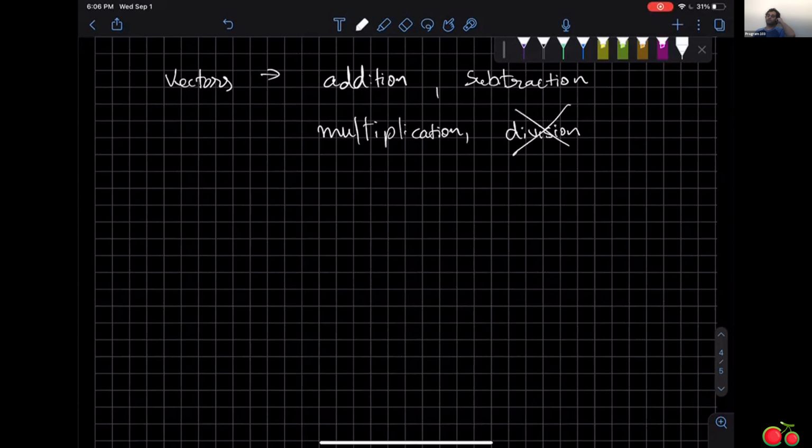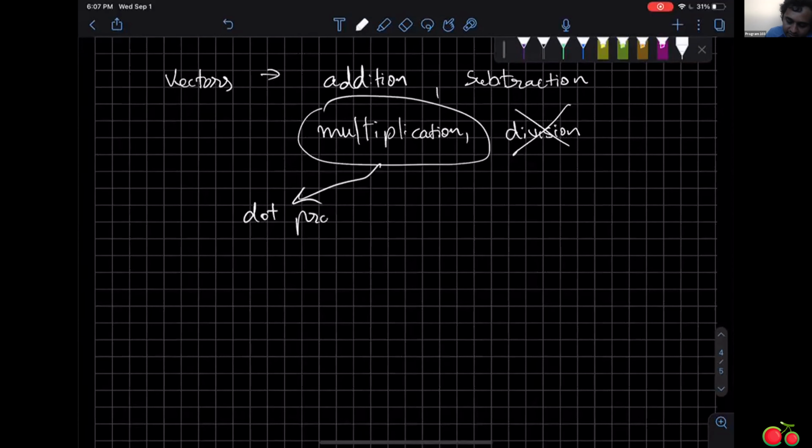At least not in the sense that you divide numbers, not in the same way that you divide standard numbers. At some advanced level there is that notion, but there's no real notion of division in a vector. The first is multiplication. There are two types of multiplications when it comes to vectors. There is something called a dot product, and there's something called a cross product.